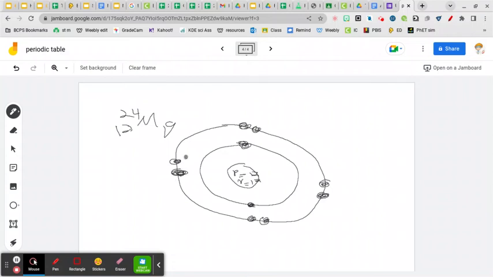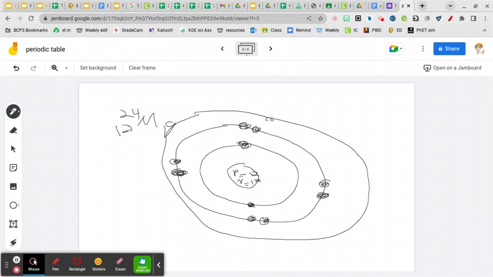Now that one's full, but I have a total of 10 so far. I got 8 out here, 2 in there. So I need a third energy level that's going to hold 2 more. 1, 2. So that's a total of 12. All right, so that's all you have to do for the Bohr models.